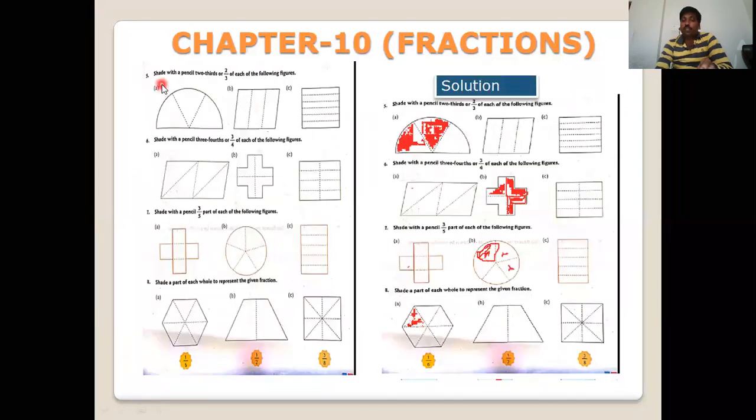Now this is question number 5. Shade with the pencil 2/3 of each of the following figure. What is the meaning of 2/3? Two parts will be colored. And now here are questions 1, 2, and 3.